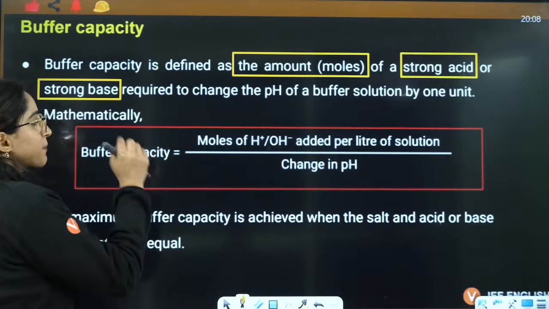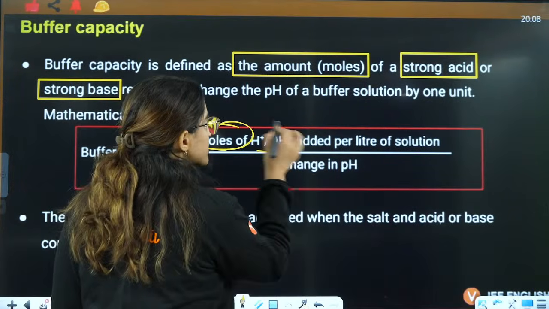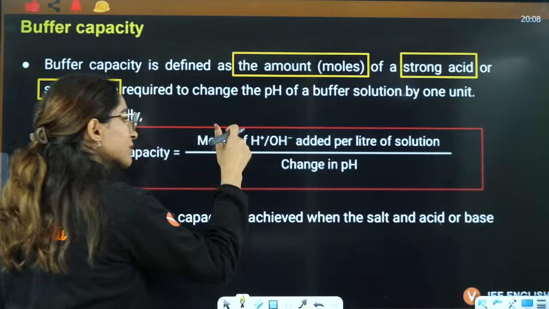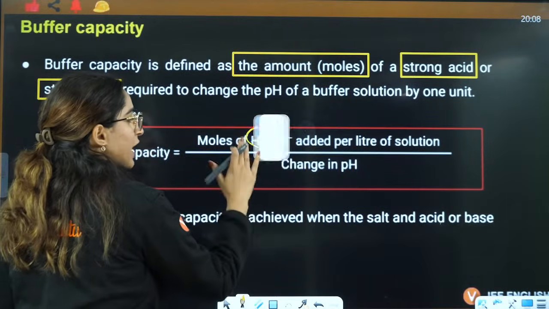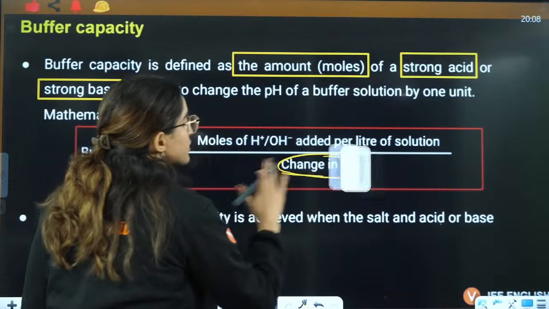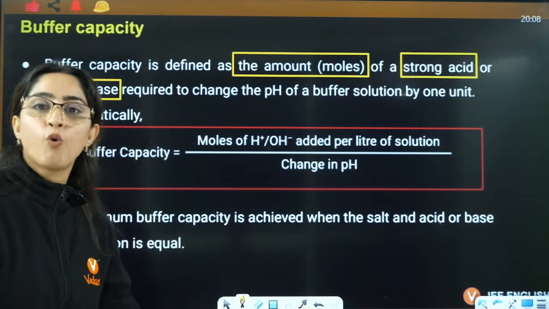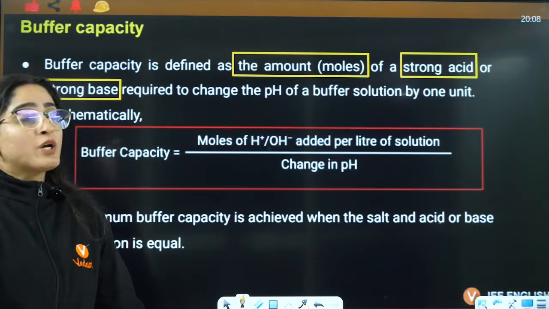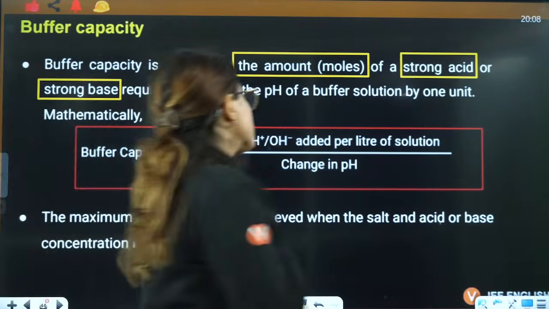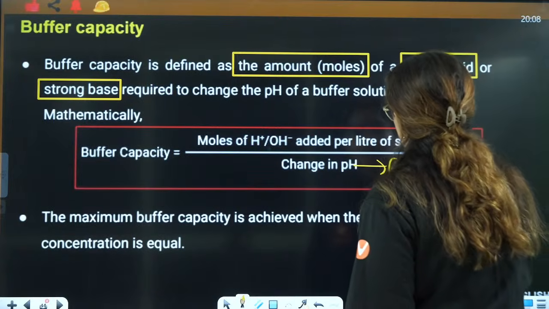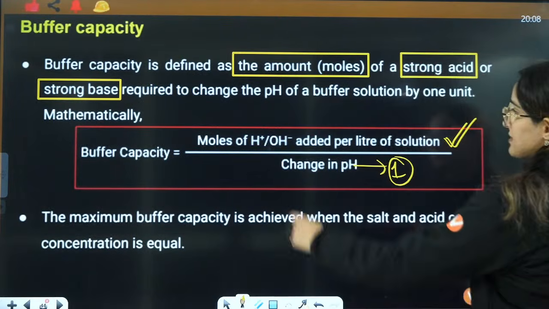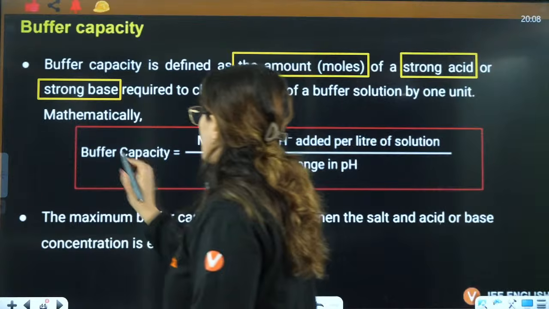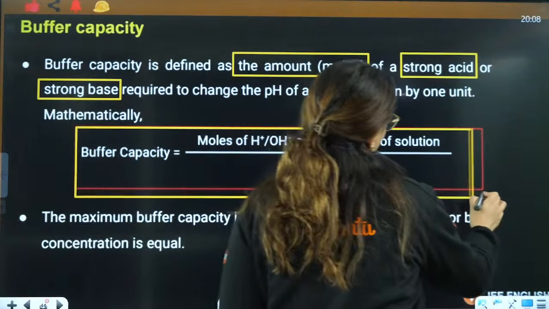So buffer capacity is the moles of H positive or OH negative added per liter of solution. How many moles of H positive or OH negative you have added for how much change in pH. That means how many moles of H positive or OH negative are needed to change the pH by 1 unit is the buffer capacity, because if the change is 1, then this will be the buffer capacity, that is the moles of H positive or OH negative required.